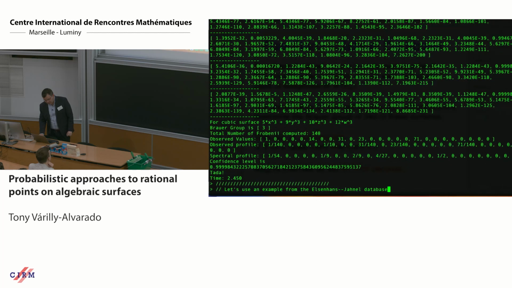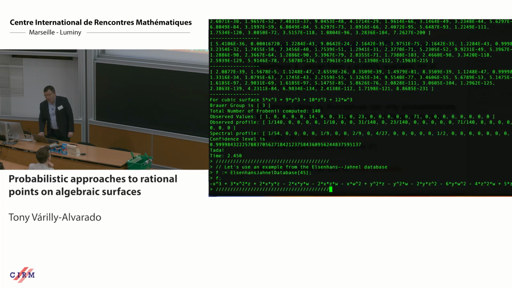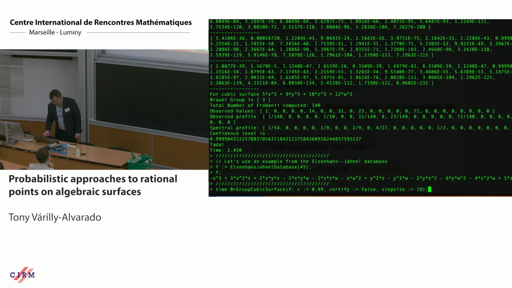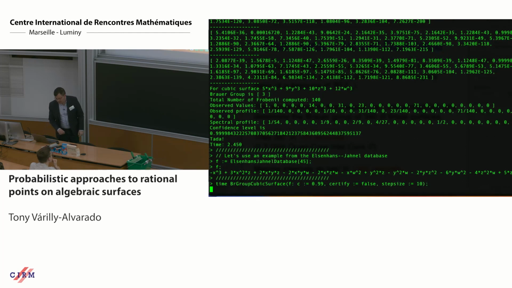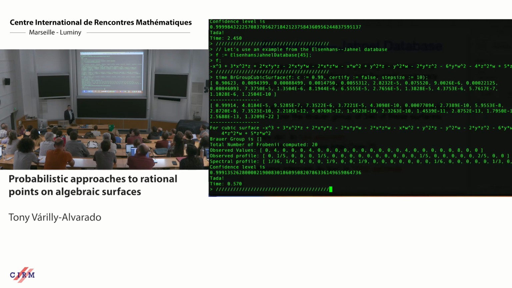Okay, so I'm going to use one from the Elsenhans-Jahnel database that I picked for no good reason, other than it worked nicely. And I only have so much time to do a demo. So that's the cubic surface that I'm taking from the database. I want 99% certainty. I don't want to certify yet. I want step size of 40. I compute. It's really fast. In fact, it needed 20 Frobenii to pin down that the Brauer group is trivial in this case, and it is. I ran it through the whole database, and it always computed the correct Brauer group.